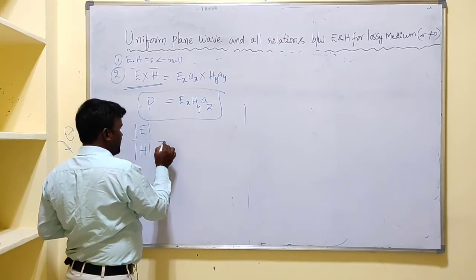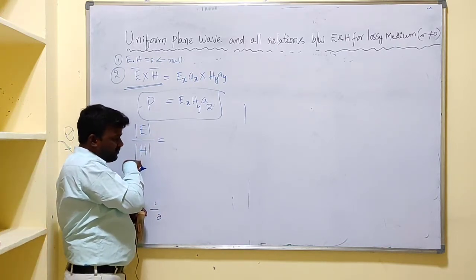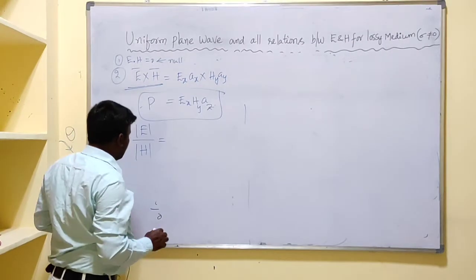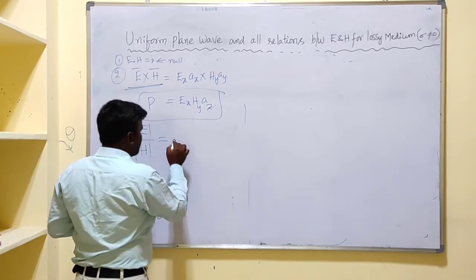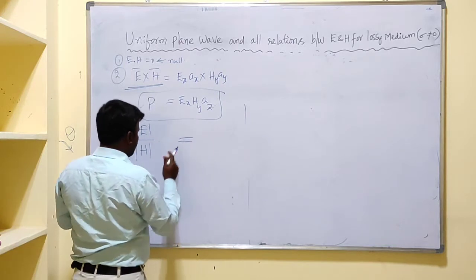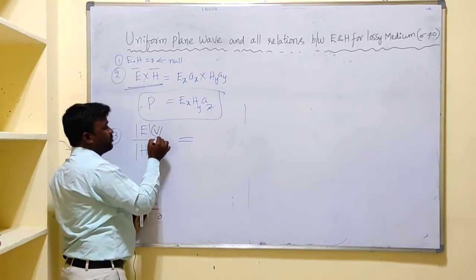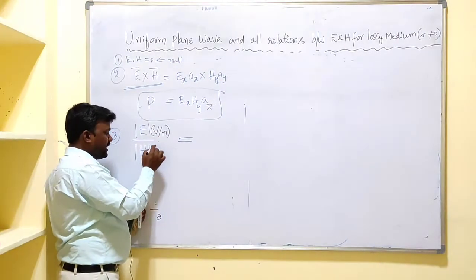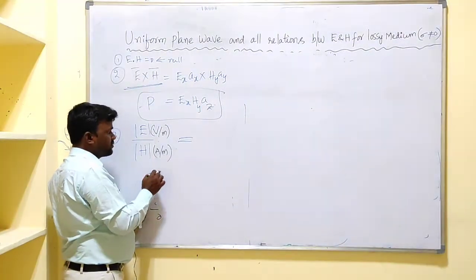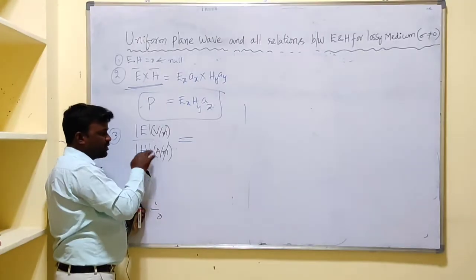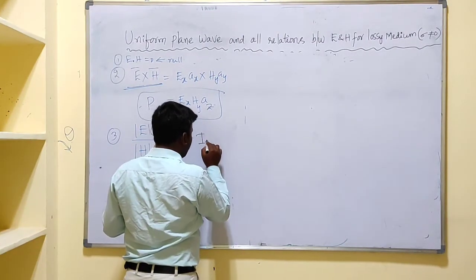It is defined as the ratio of the magnitude of electric field intensity to the magnitude of magnetic field intensity. That is known as intrinsic impedance. Why is it known as intrinsic impedance? The unit of electric field intensity is volt per meter, and the magnetic field intensity is measured in amps per meter. The per meter cancels out, so voltage by current gives impedance. That's why this parameter is called the intrinsic impedance of the wave.